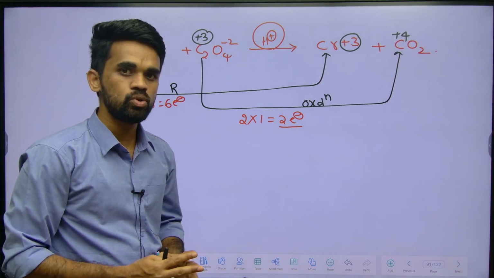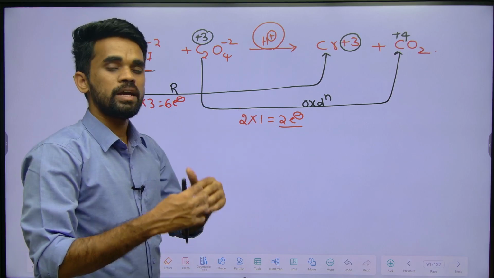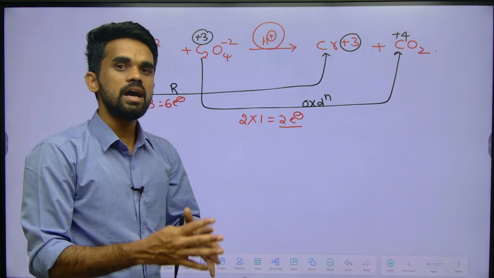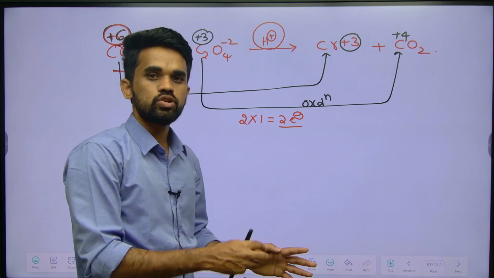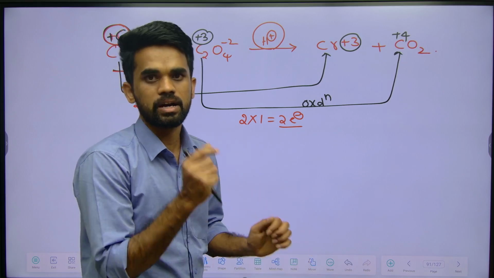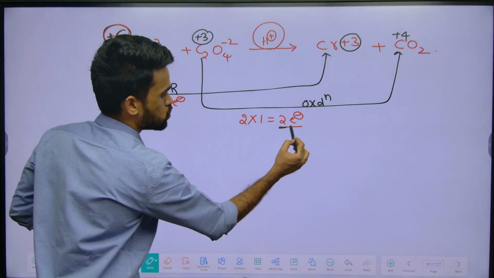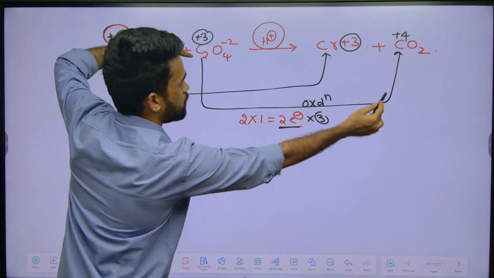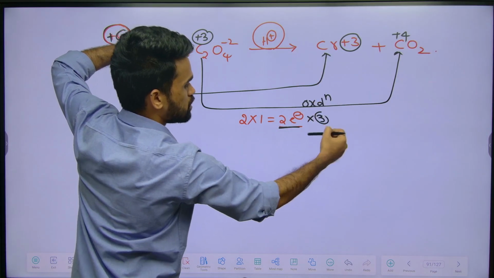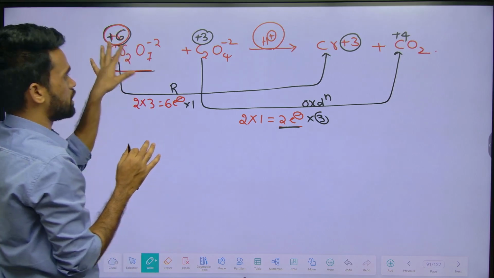Now what we need to do? We need to multiply these numbers to make them equal, because in a redox reaction, the number of electrons lost in oxidation should be equal to the number of electrons gained in reduction. In order to make that, I can multiply these 2 electrons by 3. It means this equation is multiplied by 3, so that it also becomes 6, and the reduction equation by 1. It means I am keeping it as such.